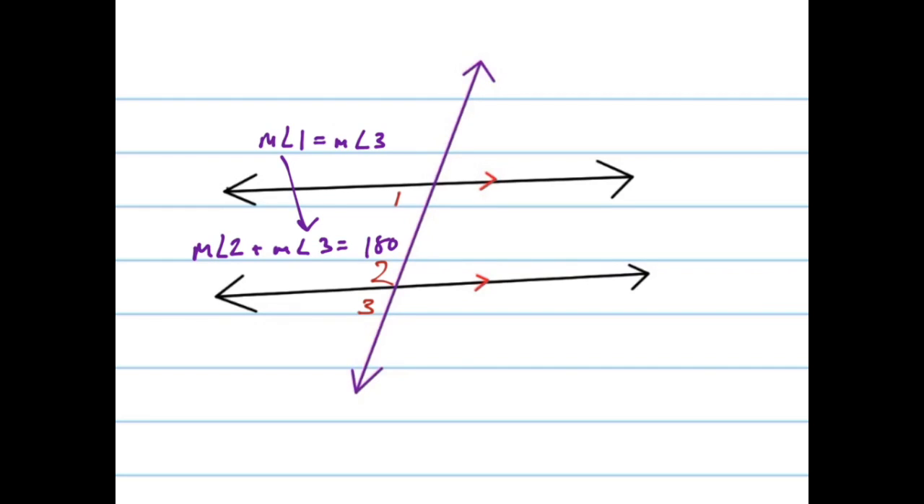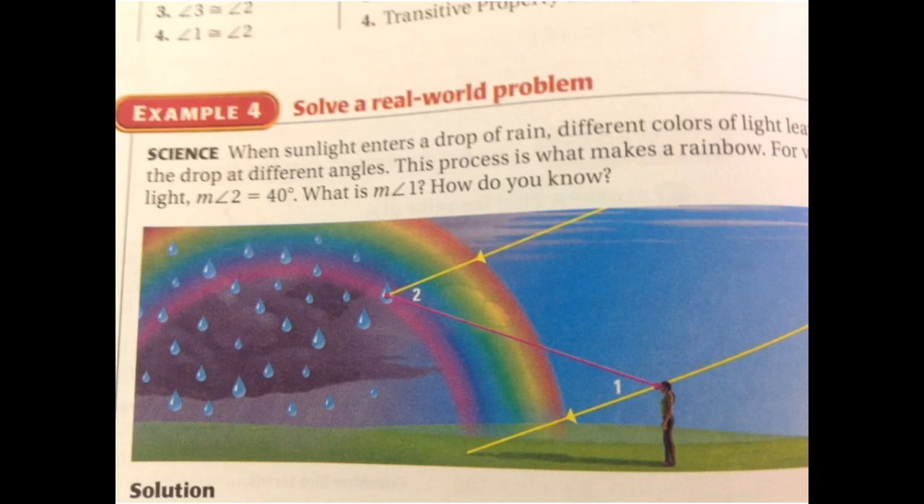All right, so last example. Nice picture of a rainbow. When sunlight enters a drop of rain, different colors of light leave the drop at different angles. This process is what makes a rainbow. For violet light, the measure of angle 2 is 40 degrees. What is the measure of angle 1, and how do you know?